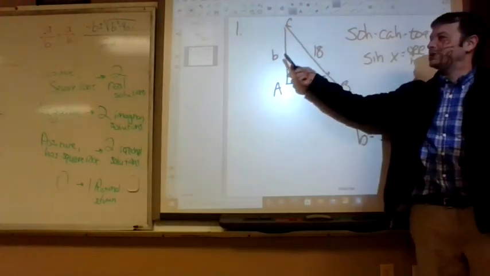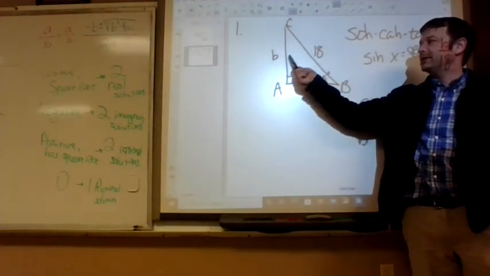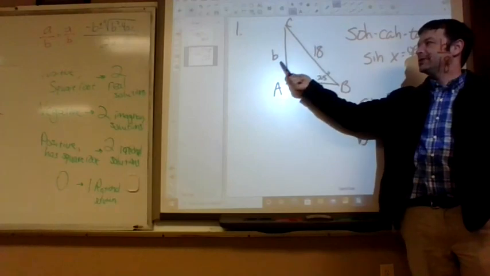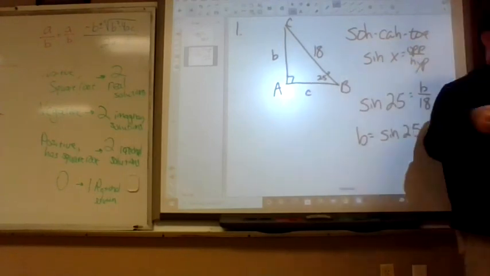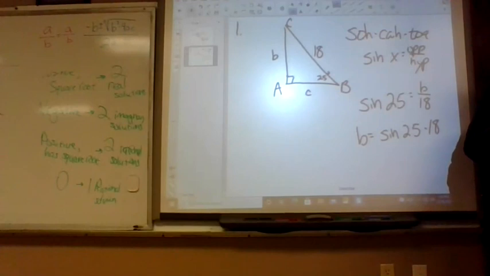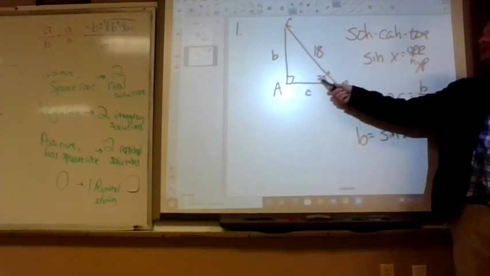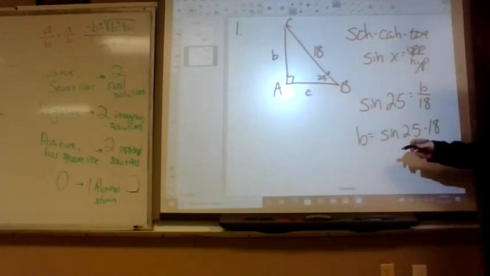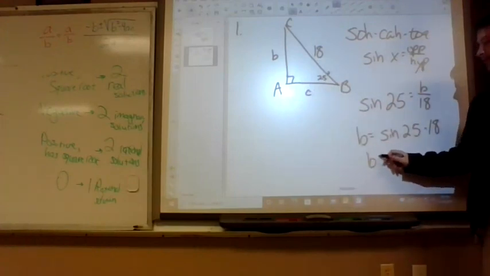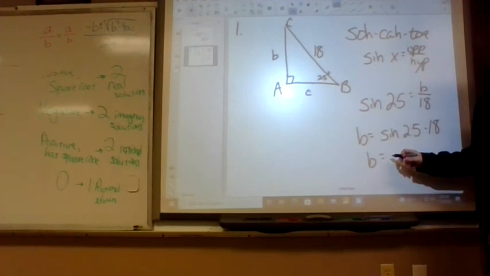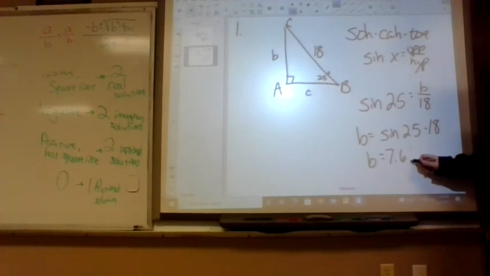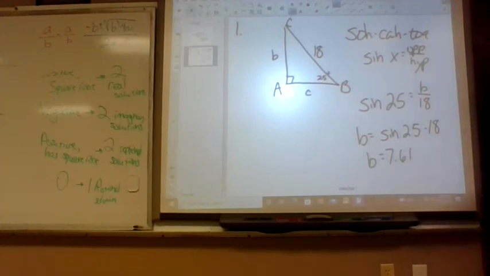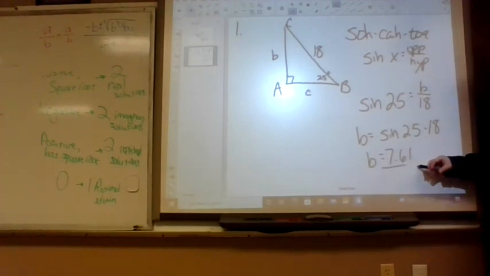This is 18, so I'm expecting B to be something like 15. But that's not it. It's 7.something. Oh yeah, this is a small angle, you're right, so it would be smaller. 7.607. So 7.61, rounding to 3 significant digits, 3 places.